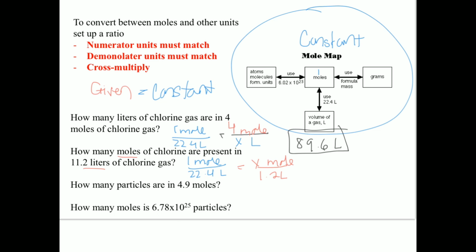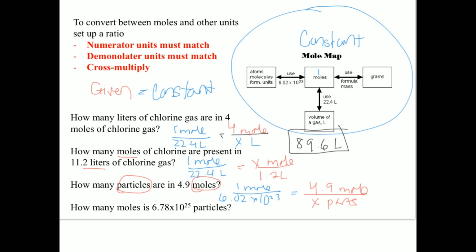Let's work together to answer the next 2 questions. In the next question, we're asked to describe particles relative to a mole. So from our chart, we know that 1 mole is always equal to 6.02 times 10 to the 23rd particles. In the question, we were asked how many particles are in 4.9 moles. Again, we make sure that our numerator labels match, moles on the top, and our denominator labels match, particles on the bottom. Place this problem in your scientific calculator and choose the correct answer to the right.